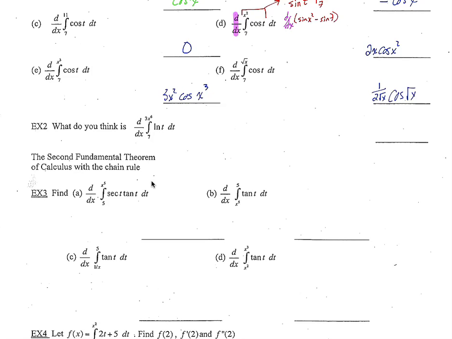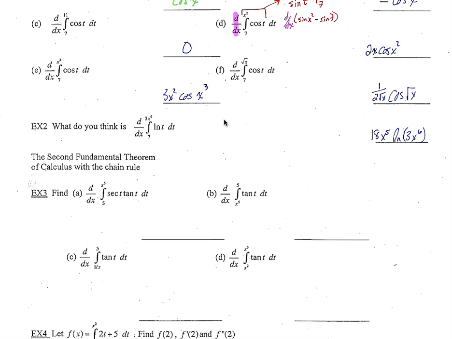So we have the natural log of 3x, actually this is 3x to the 6th. Put that in parentheses. And then the chain rule requires us to take the derivative of this inside function, so we would have 18x to the 5th.